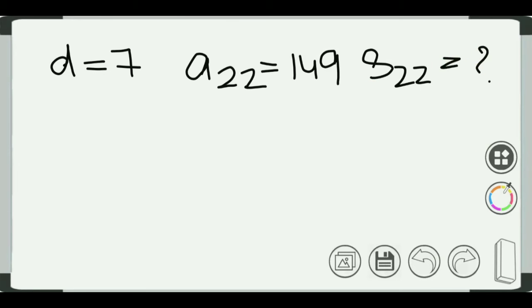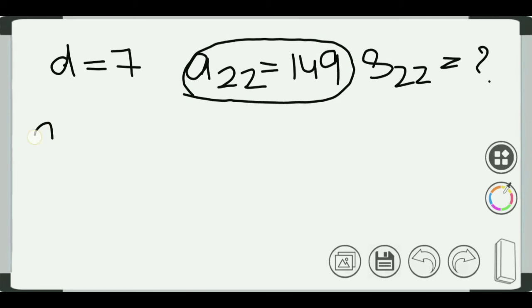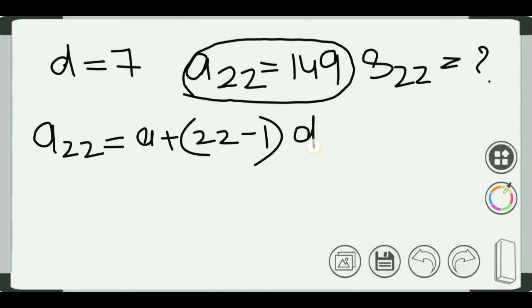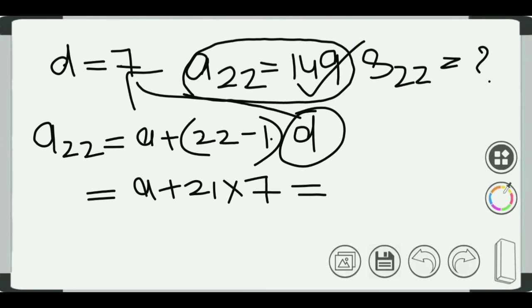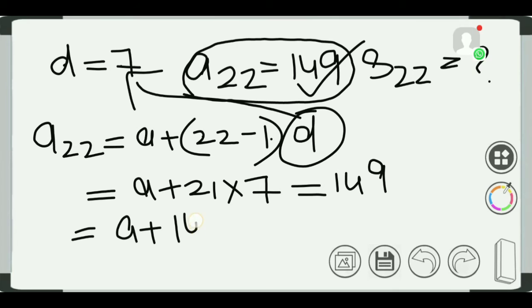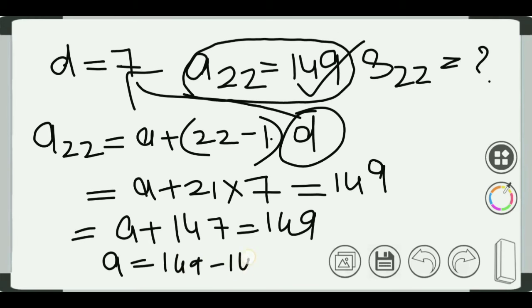Okay. First of all, you will expand this formula. See, AN formula. A22 means A plus 22 minus 1 into D. A plus n minus 1 into D form. Okay. Now I am substituting the value of D because D is given in the question. So A22 is equal to A plus 22 minus 1 is 21 into D. D is given as 7, equal to what? A22 is given as 149. Okay. So A plus 21 into 7, 147 is equal to 149. So therefore A is equal to 149 minus 147, which is equal to 2.